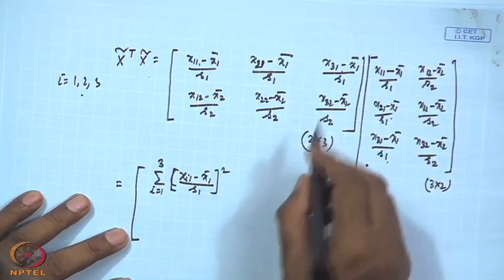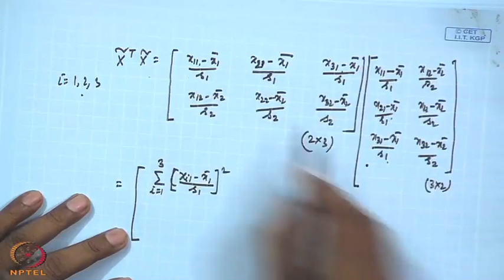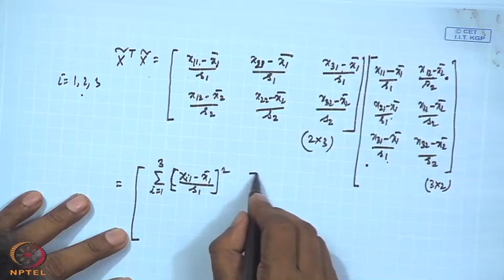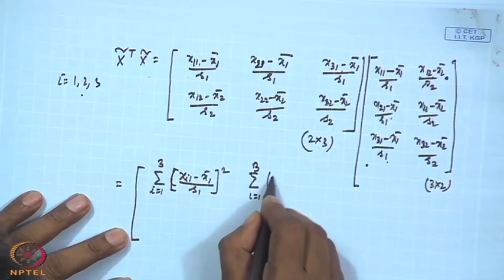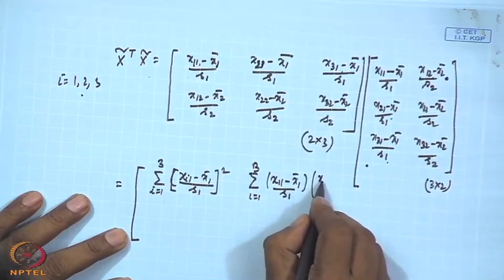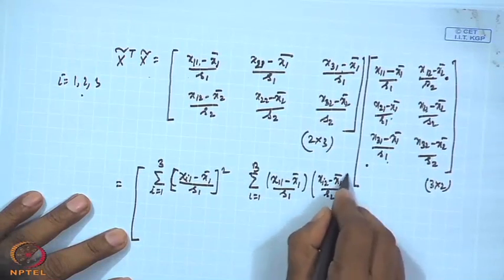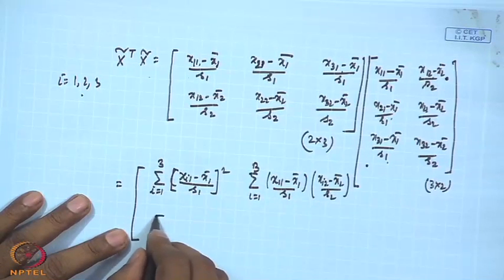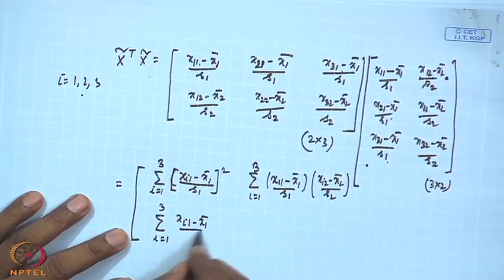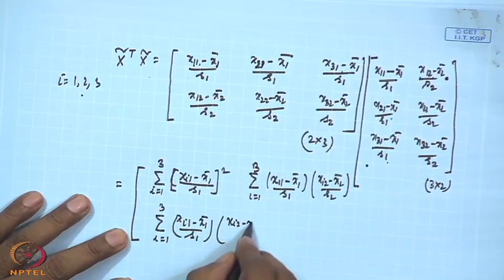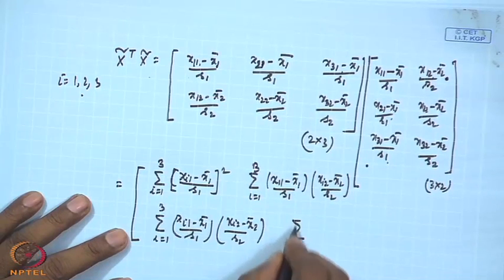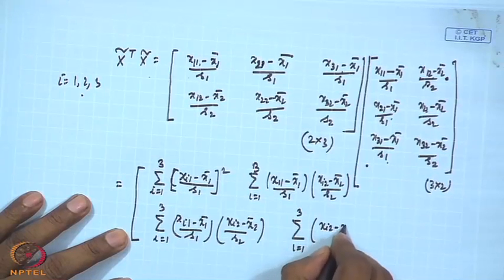Okay. Then what will be this one, this cross this. Now, this cross this, what will we get? x11 minus x1 bar, x12 minus x2 bar. You see what you are getting here? You are also getting sum over i equal to 1, 2, 3 of x i1 minus x1 bar divided by s1 into x i2 minus x2 bar divided by s2. Same quantity you will be getting here, i equal to 1, 2, 3 x i1 minus x1 bar by s1 and x i2 minus x2 bar by s2. Here you will be getting a square term, i equal to 1, 2, 3, x i2 minus x2 bar by s2.